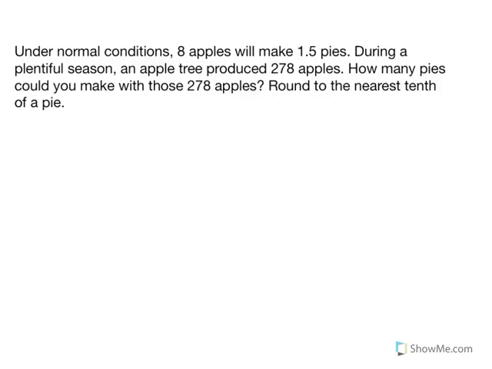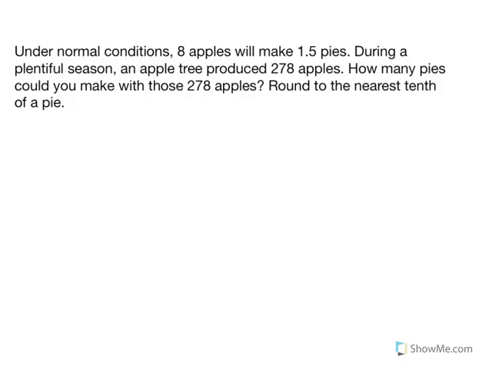Under normal conditions, 8 apples will make 1½ pies. During a plentiful season, an apple tree produced 278 apples. How many pies could you make with those 278 apples? Round to the nearest tenth of a pie.